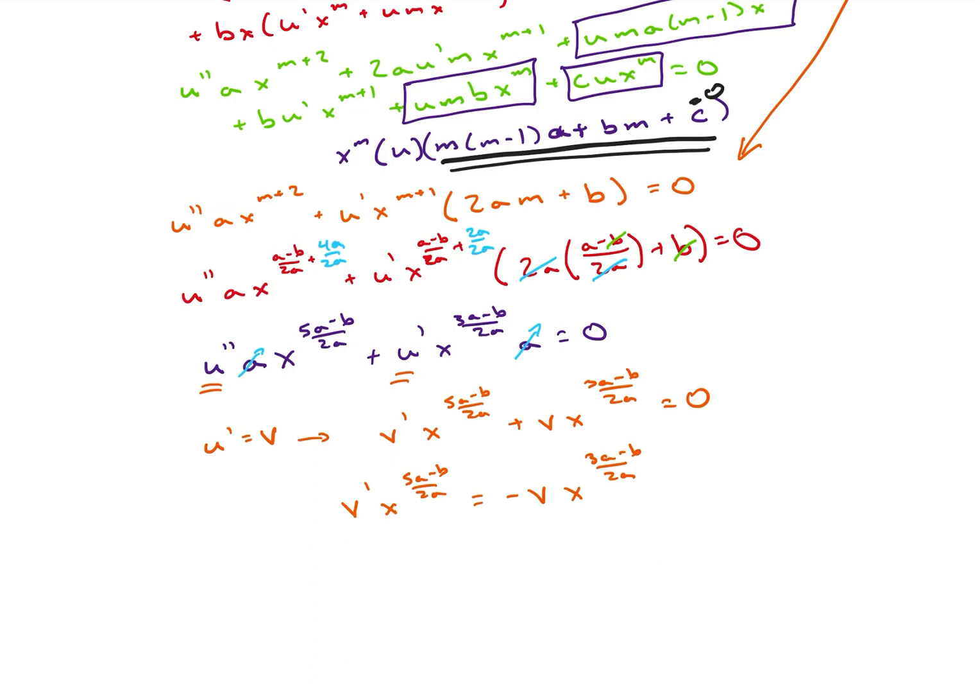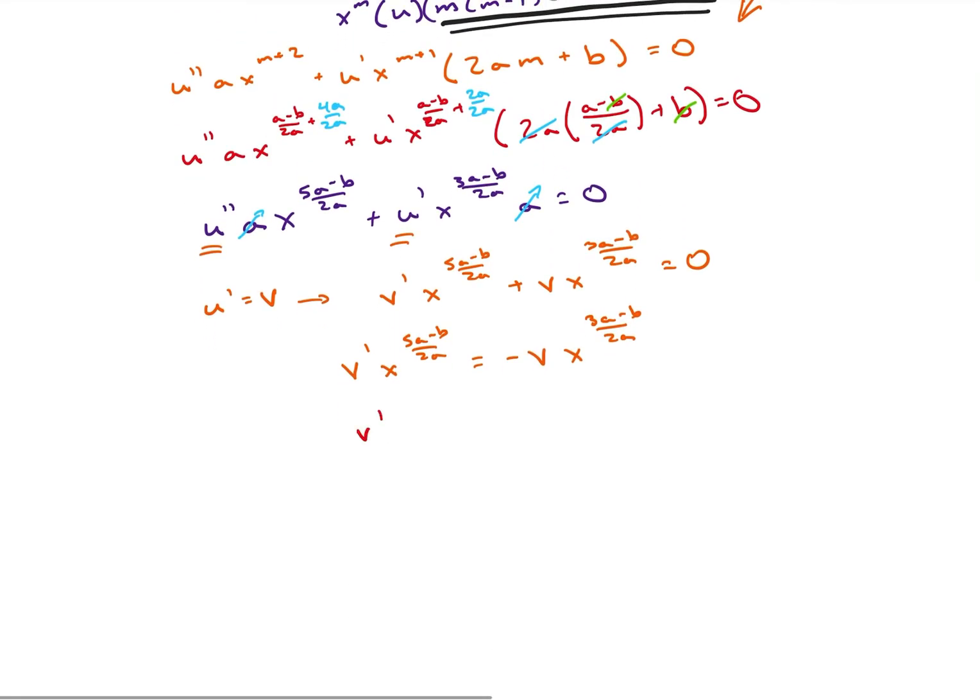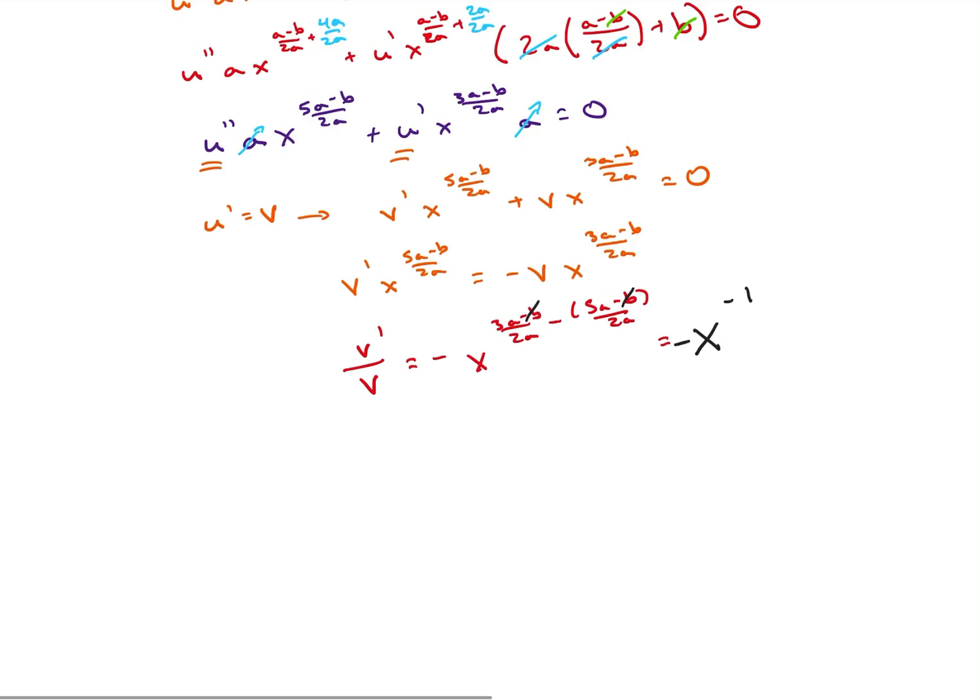I can divide the v's onto the left side, the x terms onto the right, and I'm going to get v prime over v is equal to negative x to the (3a minus b) over 2a minus (5a minus b) over 2a. All right, and if we look at this, this is going to simplify considerably. So I have this negative b minus negative b, so those two guys are going to cancel. And 3a over 2a minus 5a over 2a is going to be 3 halves minus 5 halves, which is just x to the negative 1. And there's a negative sign there. All right, so we're looking pretty good at this point.